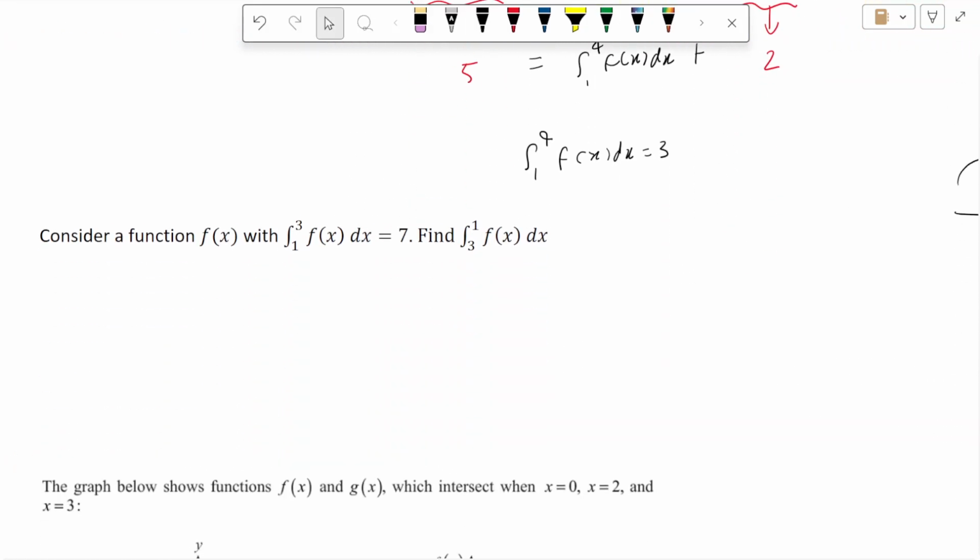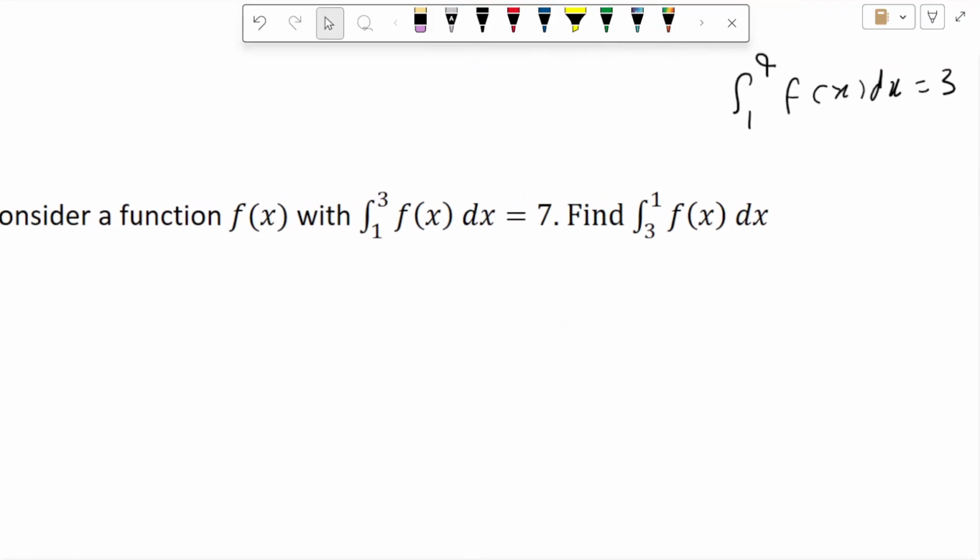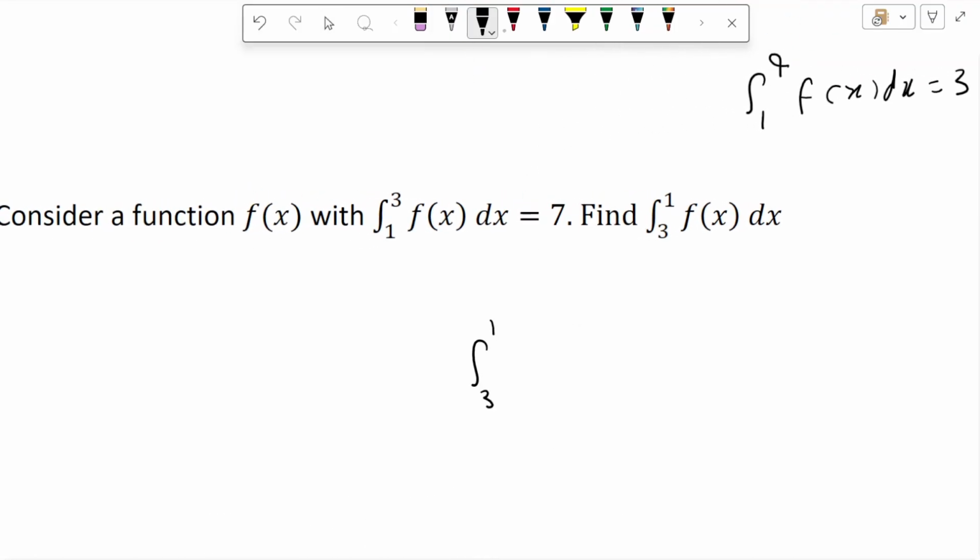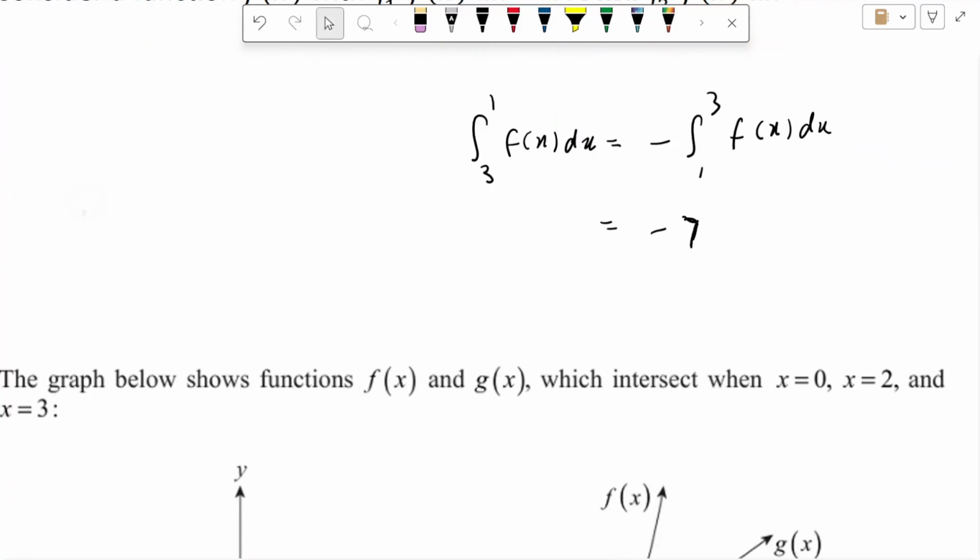Okay, consider that function there. Find the swapped bounds, 3 to 1. When you swap the bounds, it is negative. That's all it does. That's a property of definite integrals. So you're going to get -7 there. That's all you got to do. Swap the bounds, makes it negative.